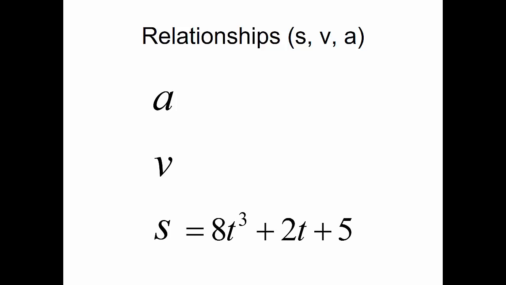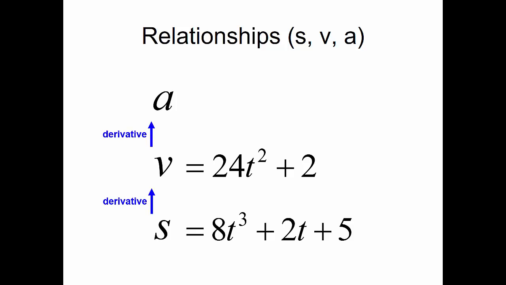If I have a position function defined as 8t cubed plus 2t plus 5, I can find the velocity function by taking the first time derivative. In this case, our velocity would be 24t squared plus 2. I can take the derivative a second time to determine what the acceleration function is. Again, in this case, it would be 48t.